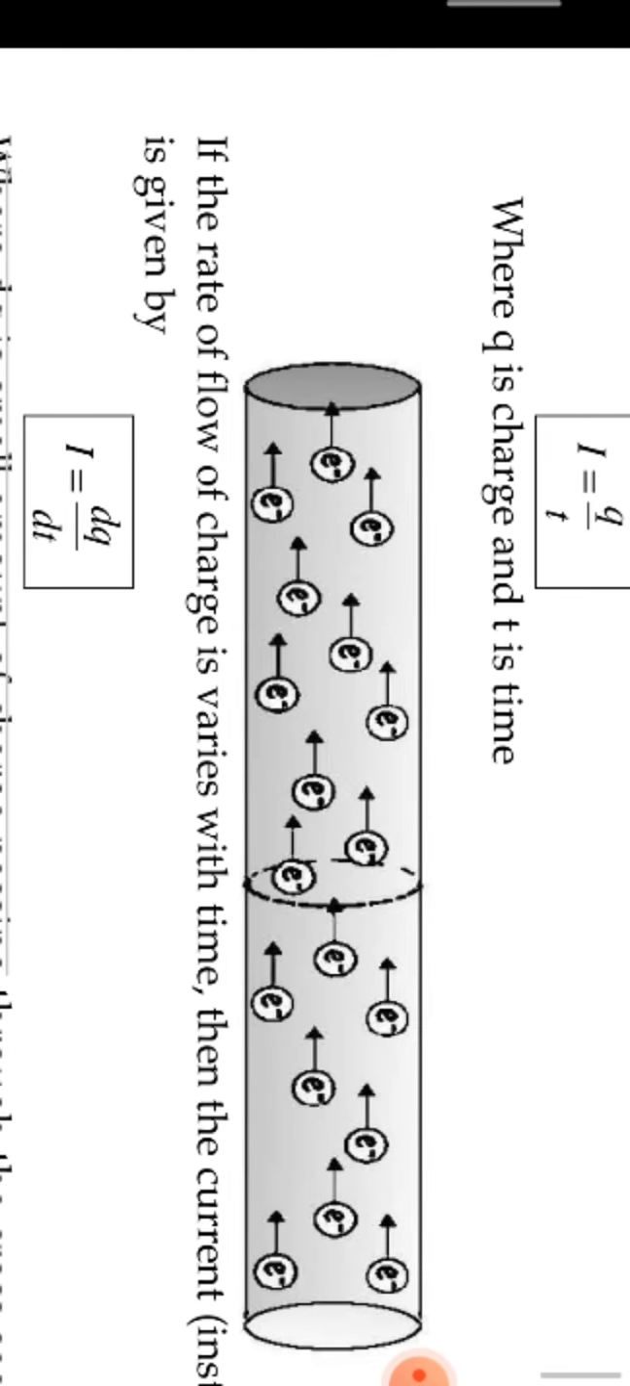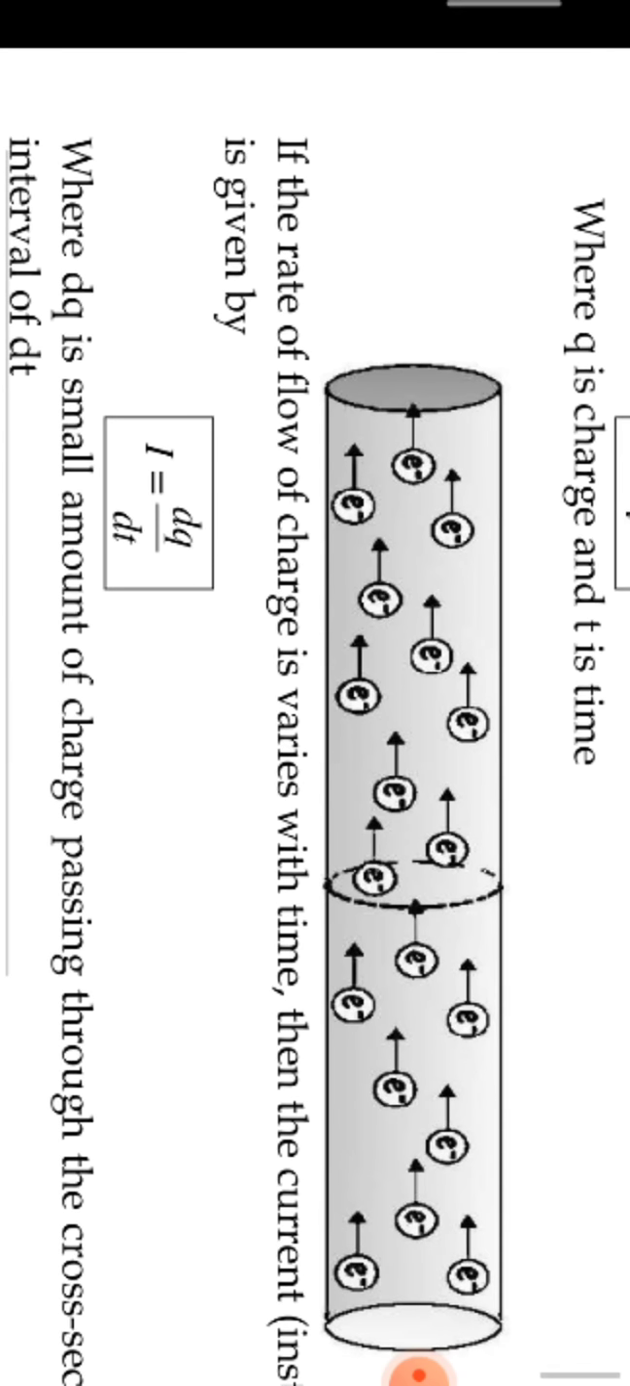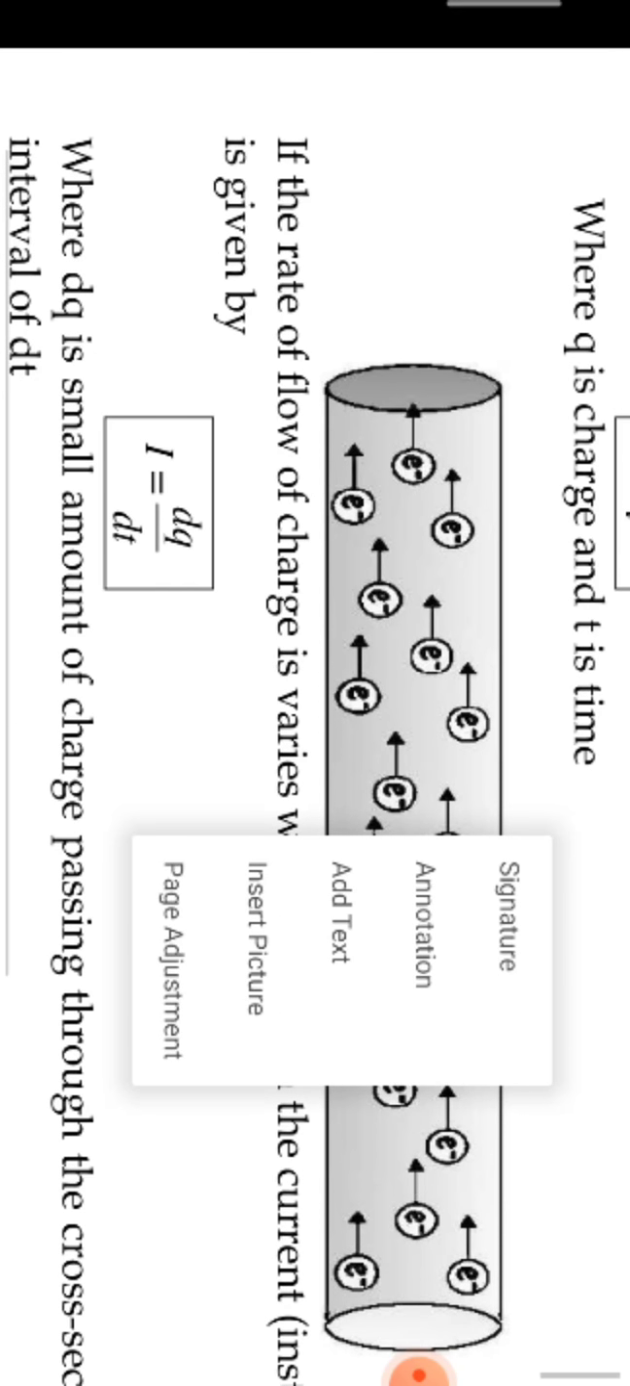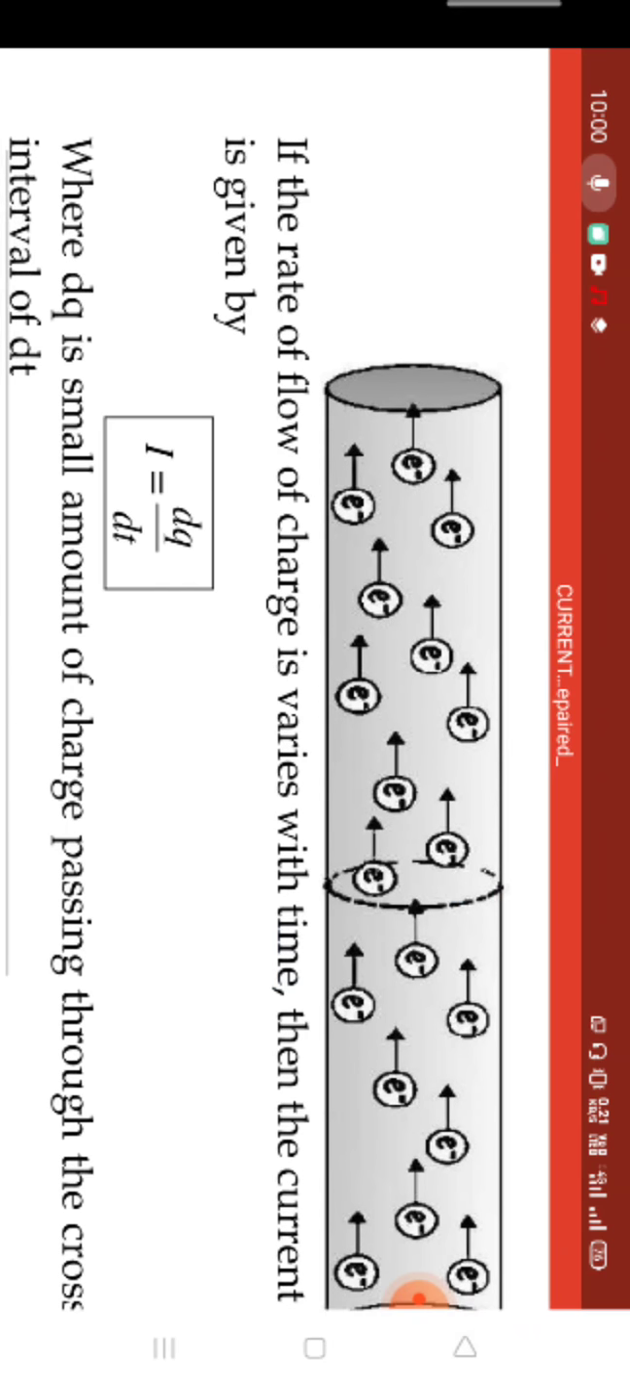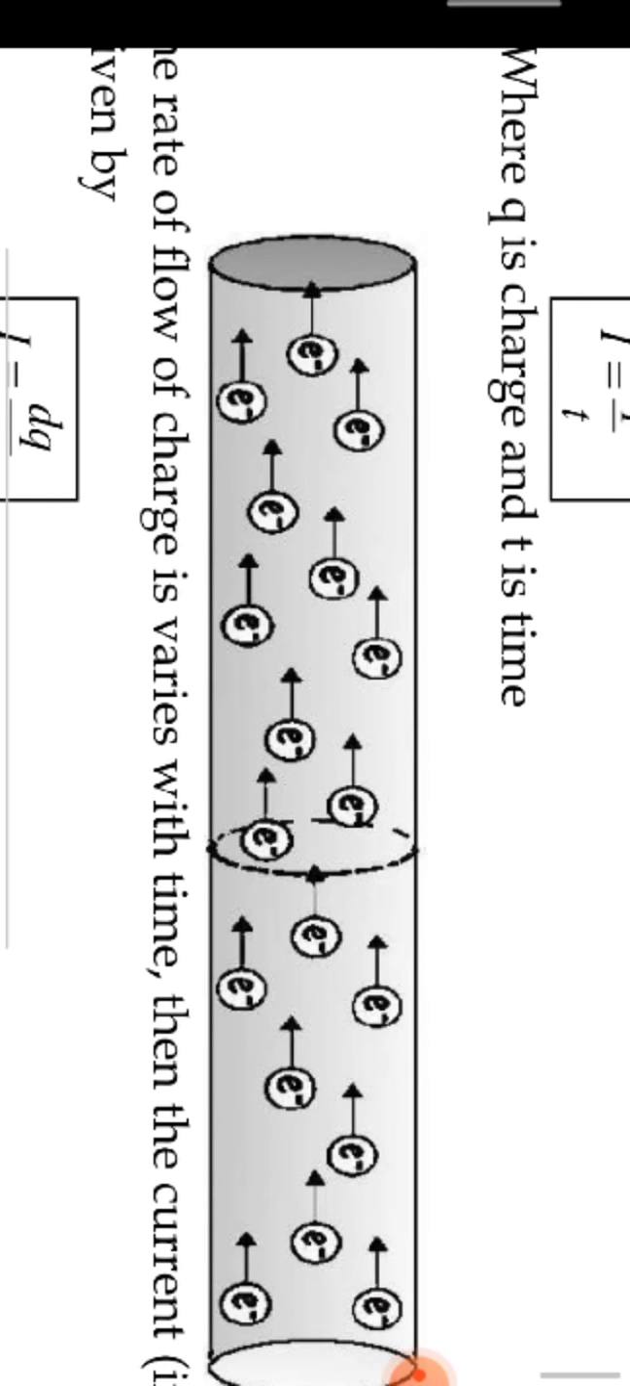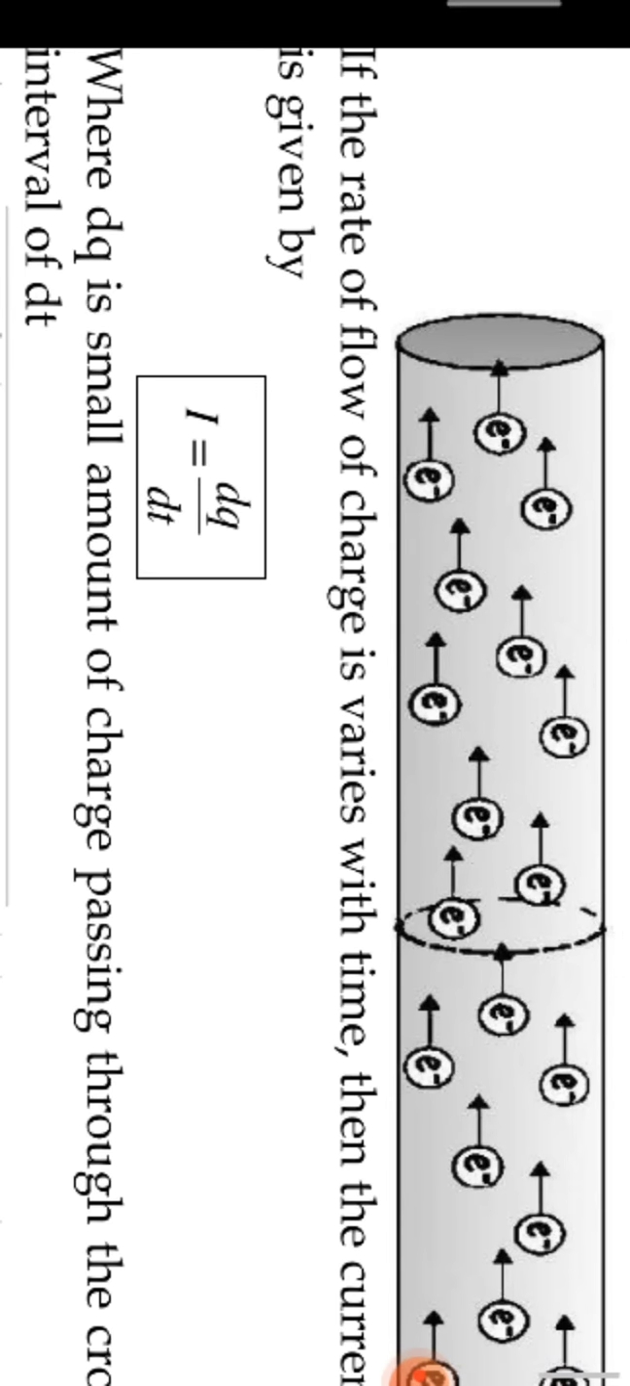I equals Q by T, where Q is charge and T is time. See here, inside a conductor, electrons are flowing through a cross-sectional area. Here you are observing the dotted lines. In these dotted lines, this gives the area of cross section.